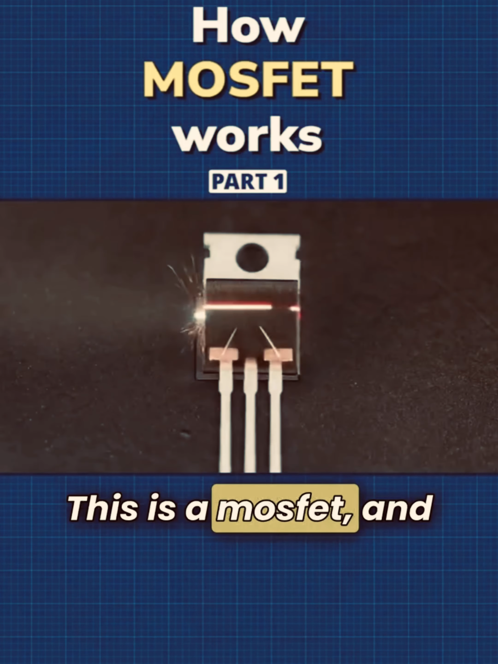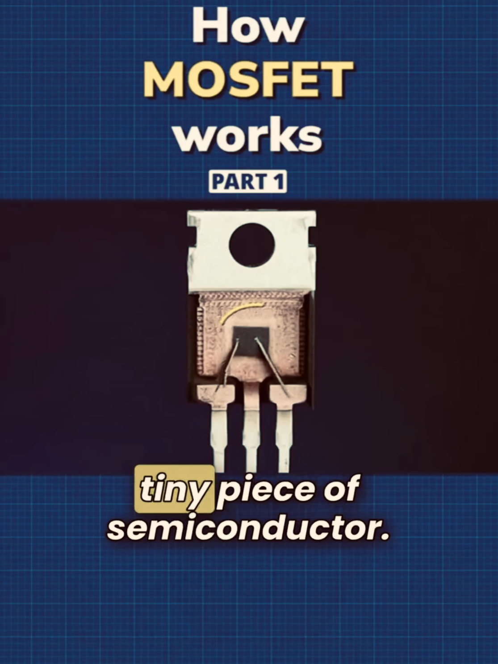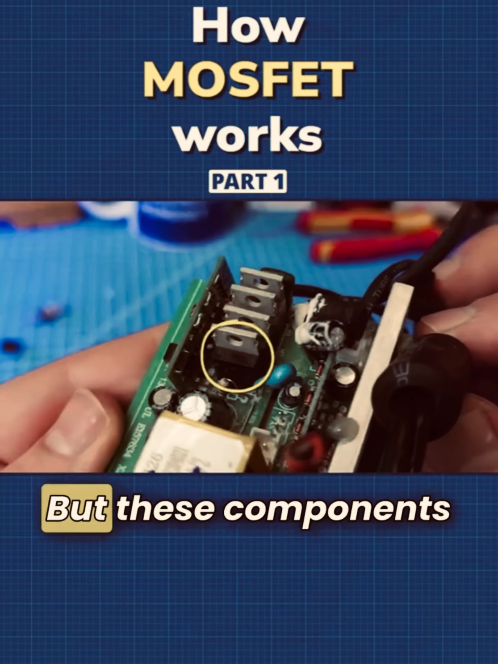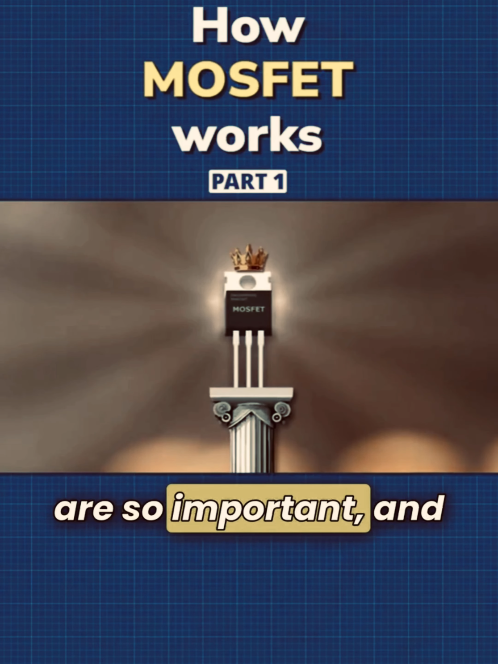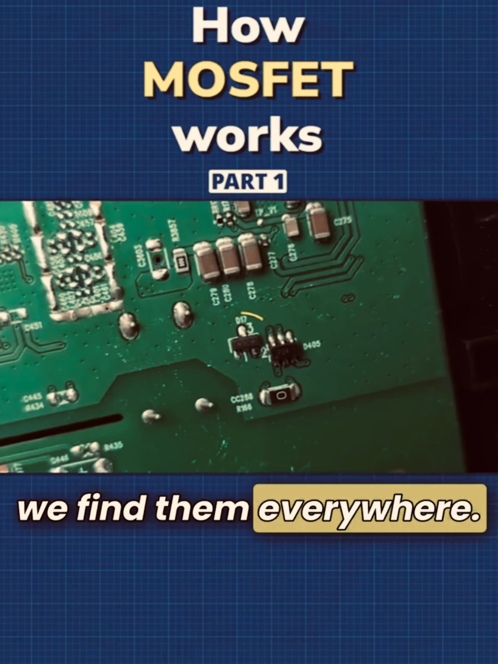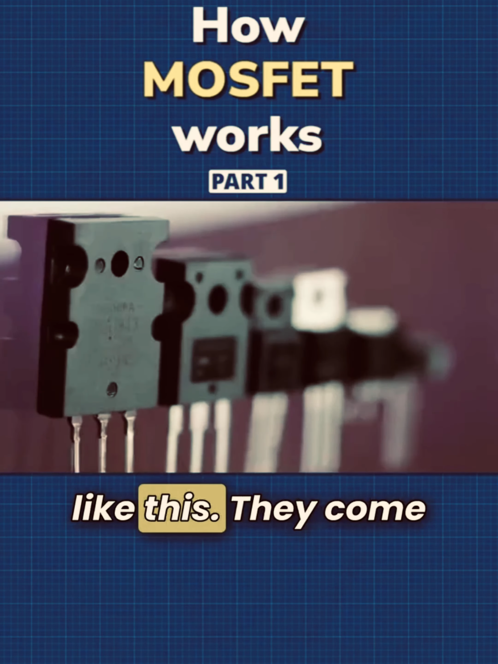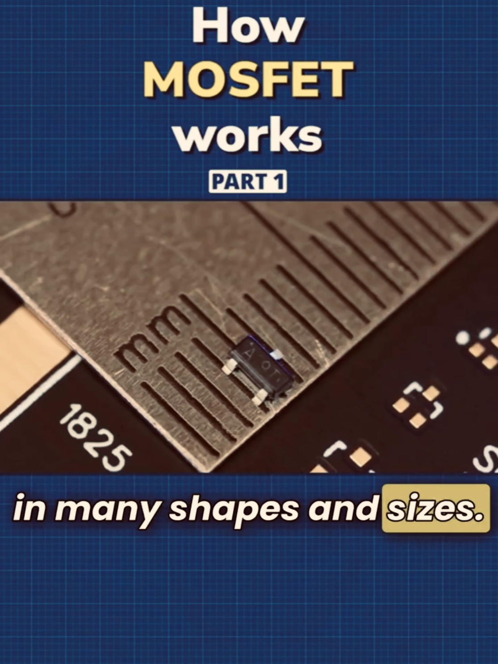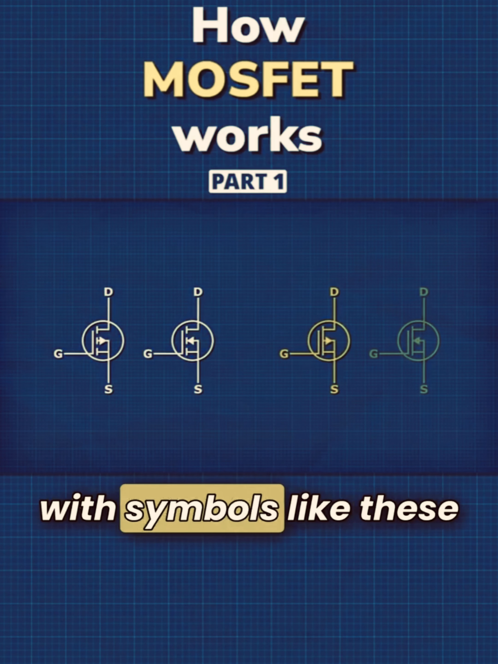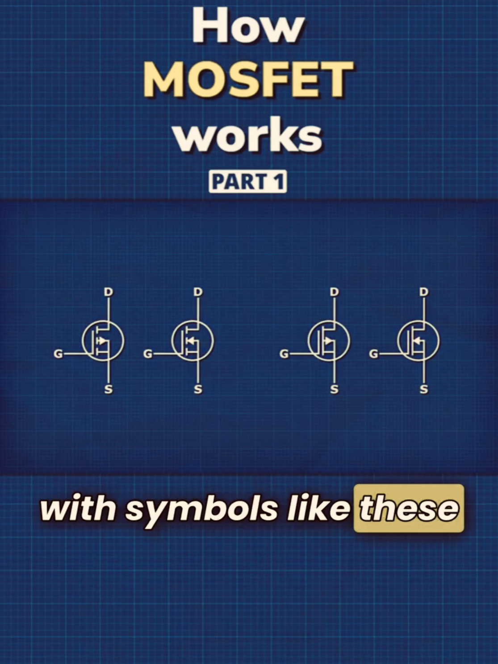This is a MOSFET, and inside there's just a tiny piece of semiconductor. But these components are so important and we find them everywhere. MOSFETs look something like this. They come in many shapes and sizes. They are represented with symbols like these in engineering drawings. I'll explain those later in the video.